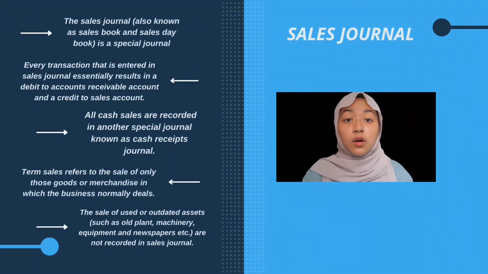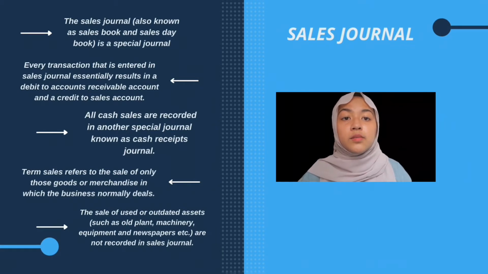The definition of the sales journal. The sales journal, also known as the sales book and sales day book, is a special journal that is used to record all credit sales. Every transaction entered in the sales journal essentially results in a debit to the accounts receivable account and a credit to the sales account. All cash sales are recorded in another special journal known as the cash receipts journal.